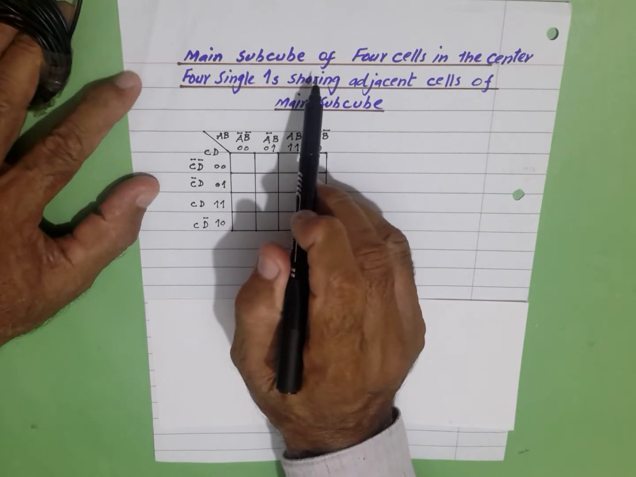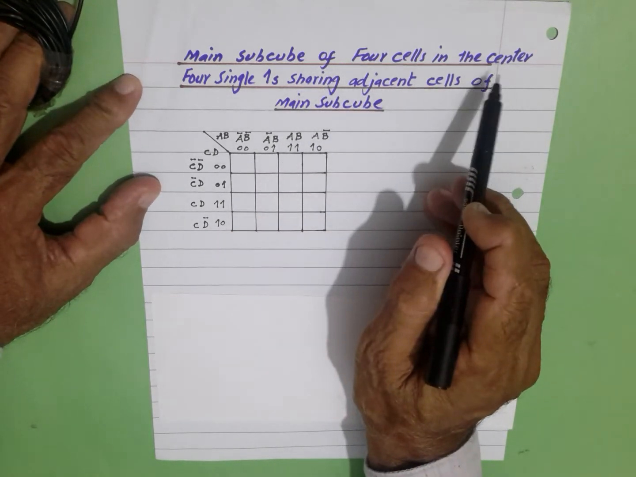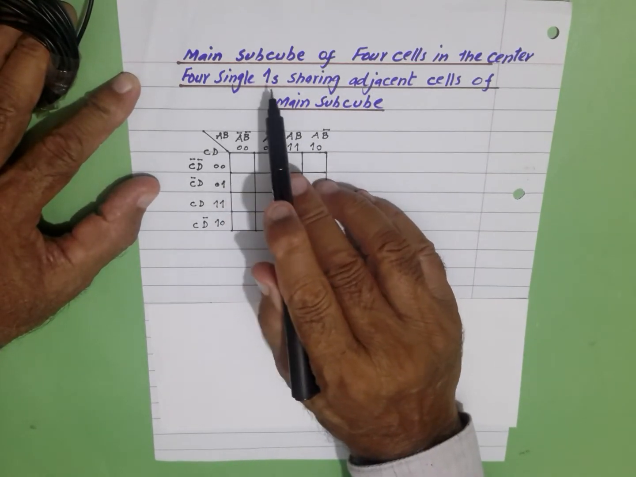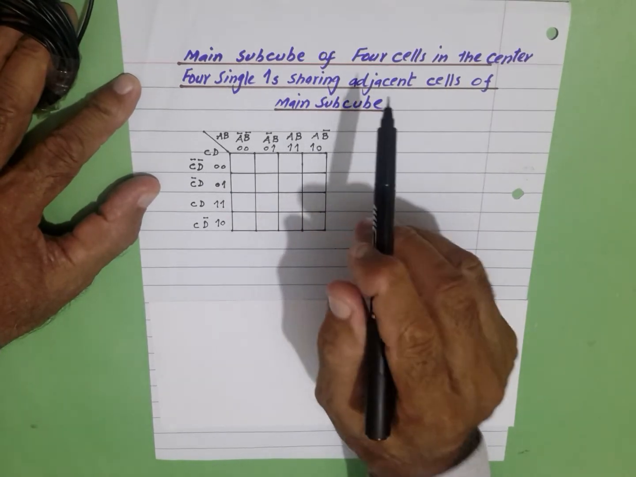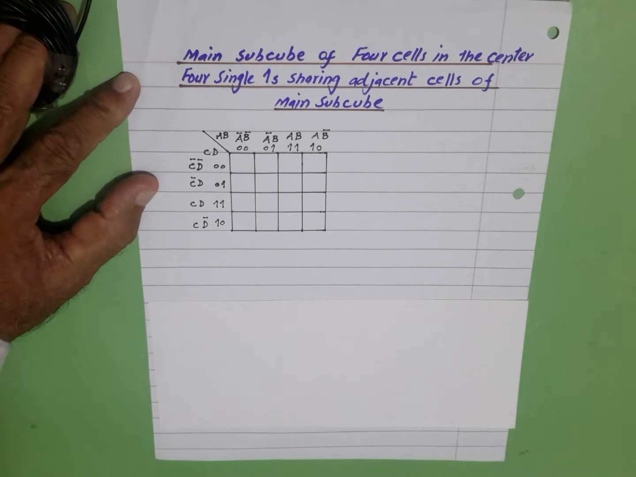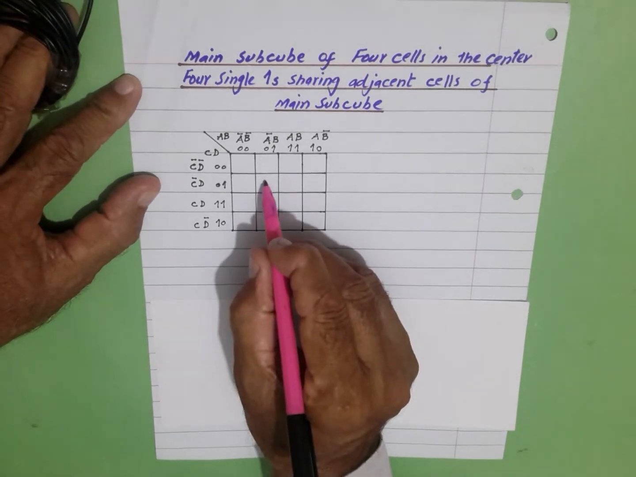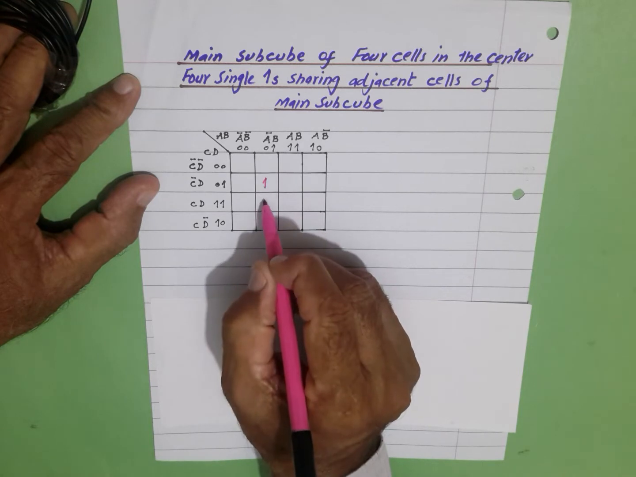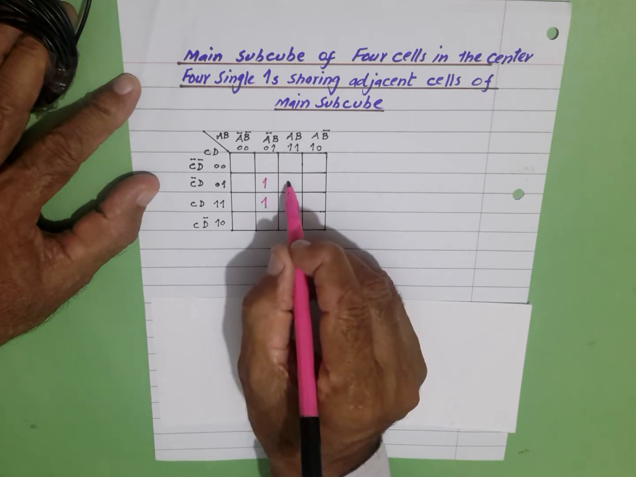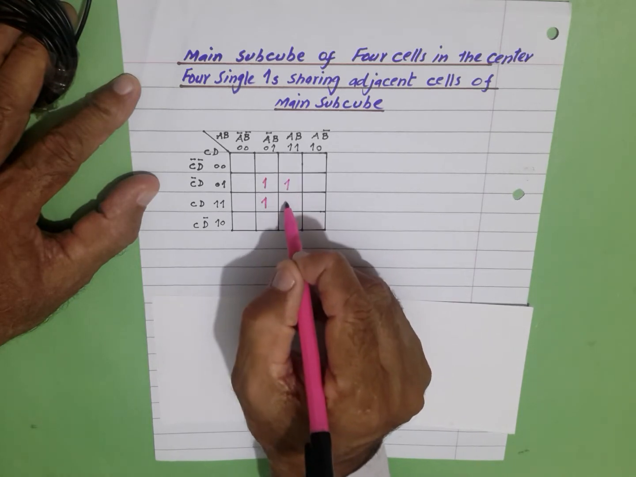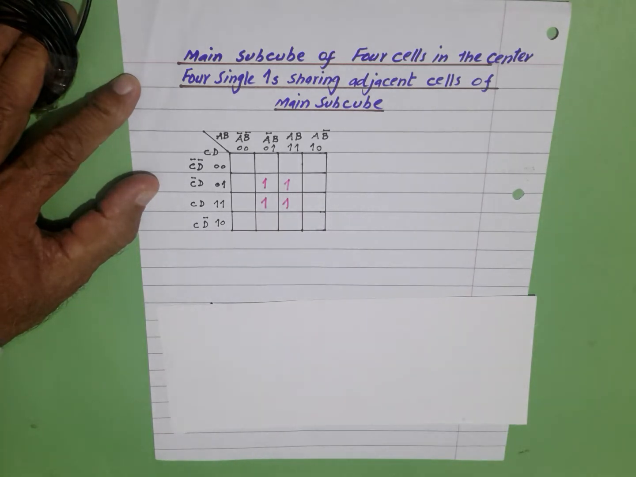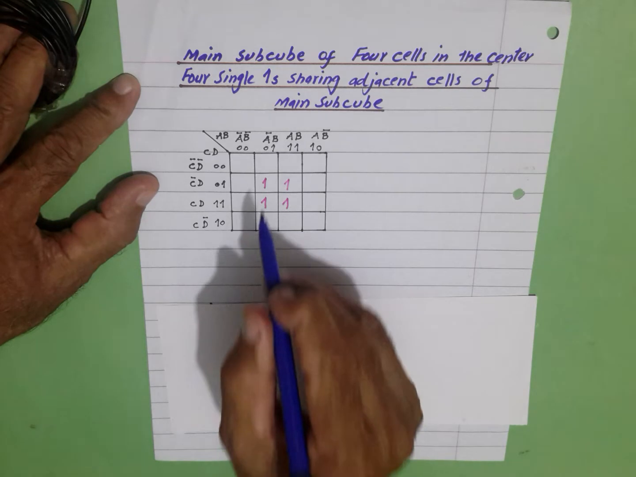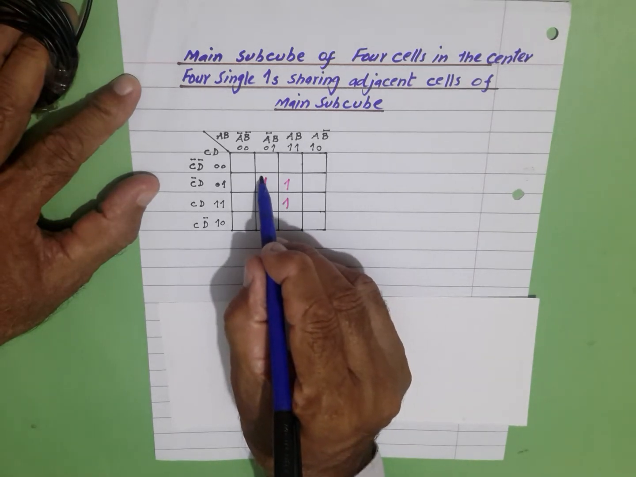Main subcubes of 4 cells in the center. Then there are 4 single ones sharing adjacent cells of main subcubes. We are going to solve 2 examples. Now, these are the min terms. They are in the center. It is called main subcube, and we can make a group of 4s.